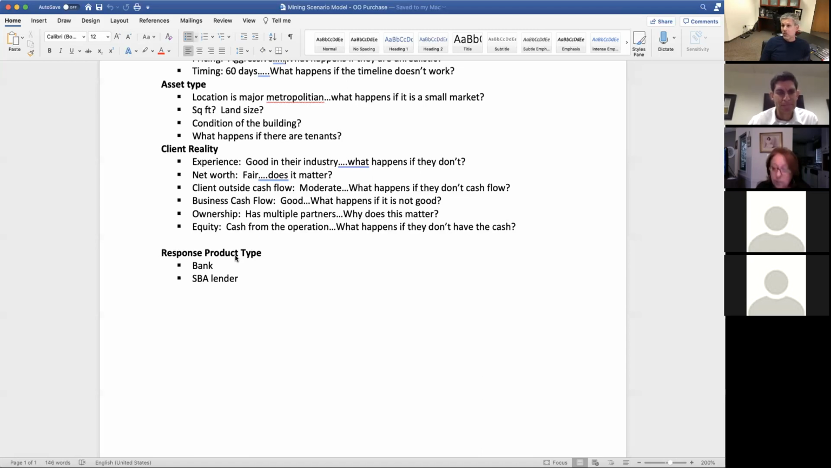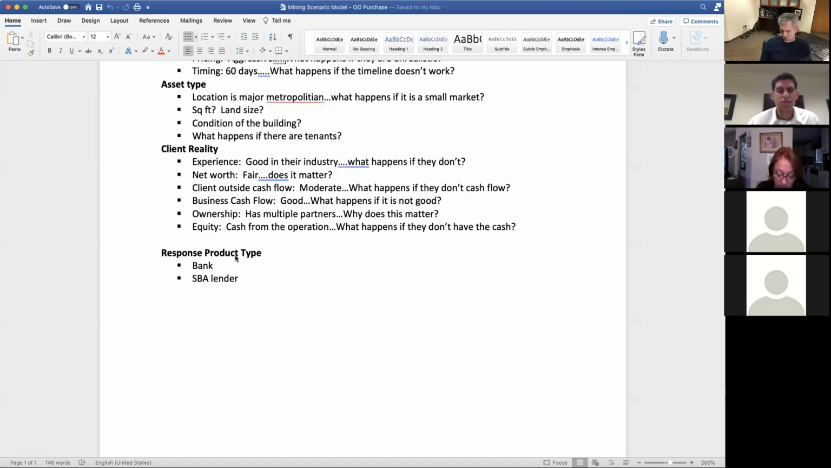Obviously, the condition of the building is important. You know, is it beat up, and roof issues and new HVAC units and et cetera, et cetera. So I think that's important to understand the condition of the building, because if it's a ratty building, then it's going to make it harder to finance, essentially.